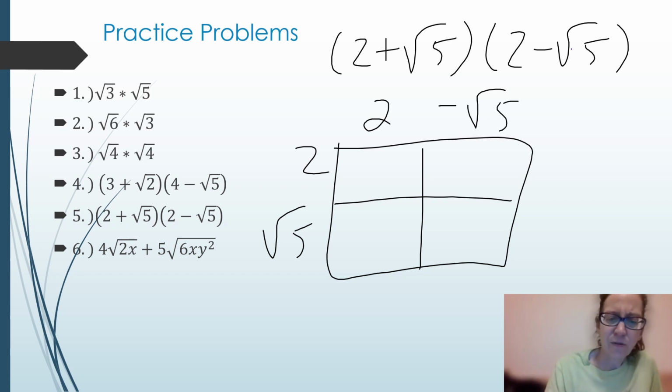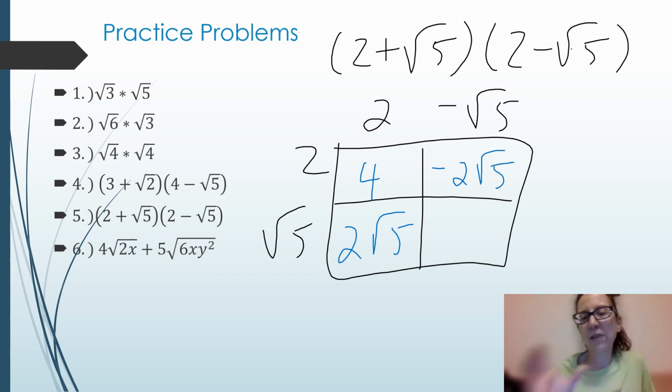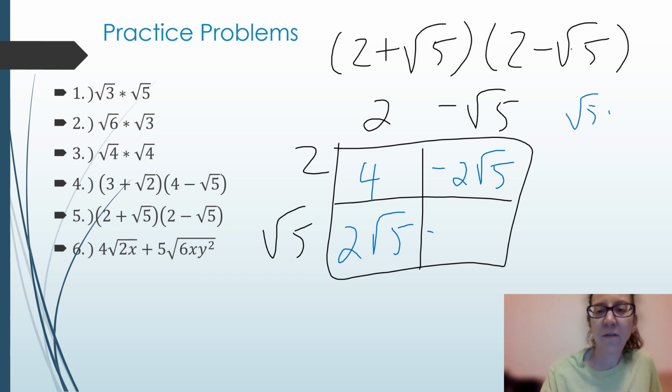Okay, let's throw some stuff in here. 2 times 2 is 4. 2 times root 5 is 2 root 5. That's all you can do with it. Then we have 2 times negative root 5. So a positive times a negative is a negative, and then we just have the 2 root 5. And then we have positive root 5 times negative root 5. So a positive times a negative gives me a negative. And then root 5 times root 5, okay, is root 25, which is just 5.